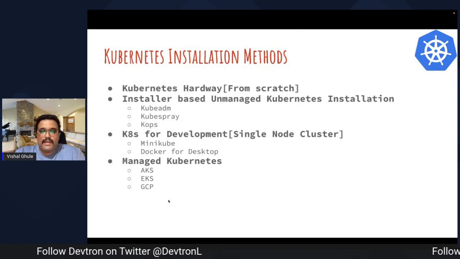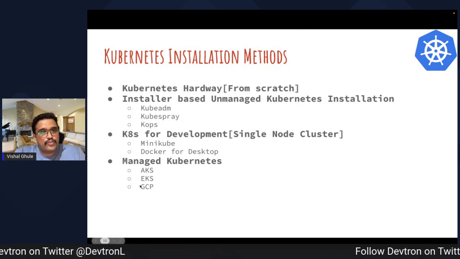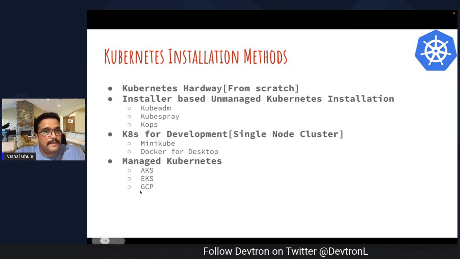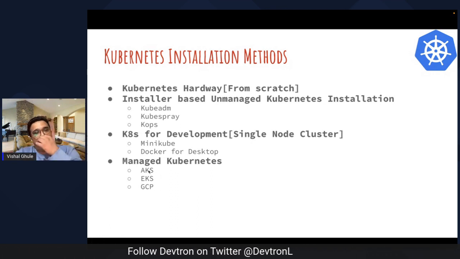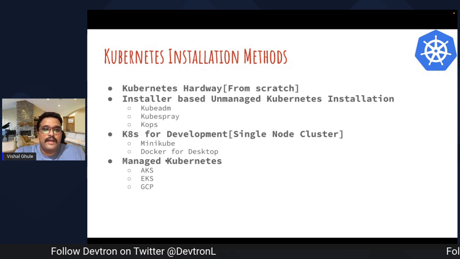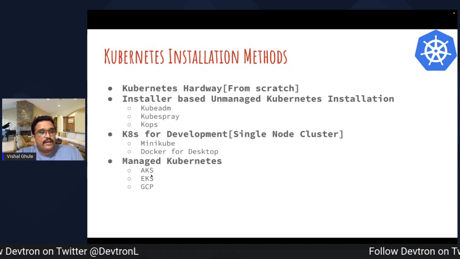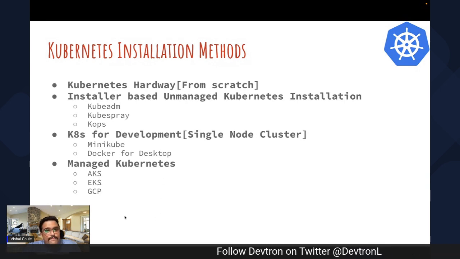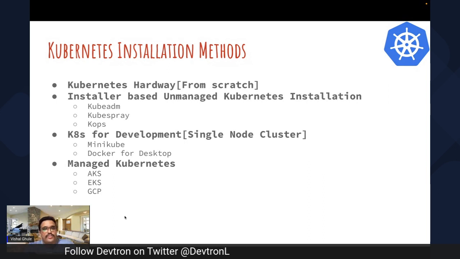For me, my entire workload is running mostly on EKS. At my earlier company, the workload was running on GCP, and multiple folks might be running workloads on Azure, in the form of Azure Kubernetes Service. That is the managed Kubernetes provided by Azure. So these are the Kubernetes installation methods.